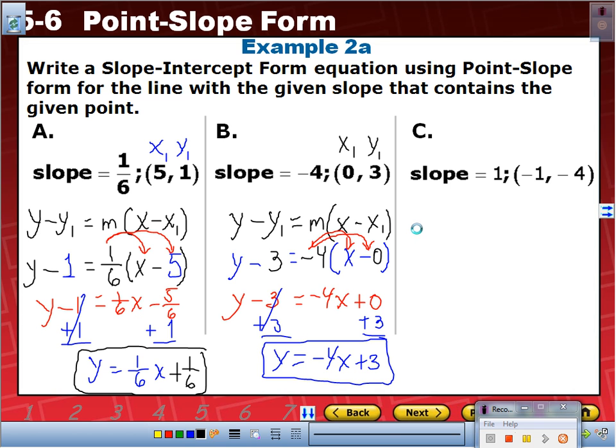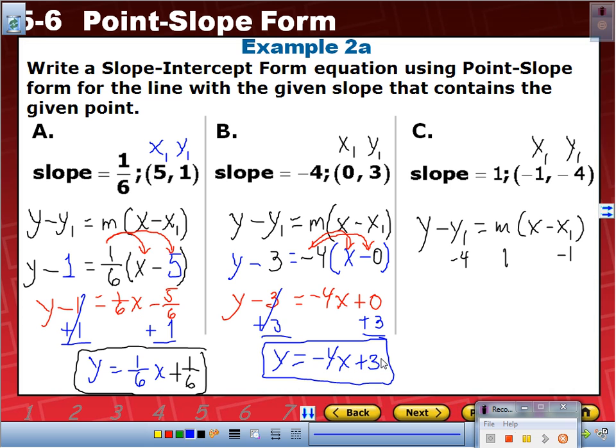First step, we write our point slope form. We got y minus y1 equals m times x minus x1. Are we there so far? Yeah. What is my slope? 1. What is x sub 1? Negative 1. What is y sub 1? Negative 4.